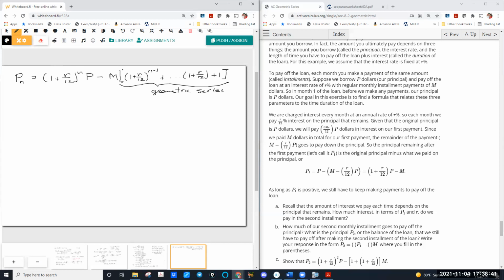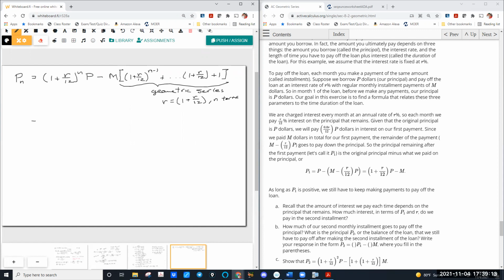Well, this is a mess. Let's clean this up. This is a geometric series with a common ratio of 1 plus R over 12. And it is finite. It has n terms, and its first term is 1.